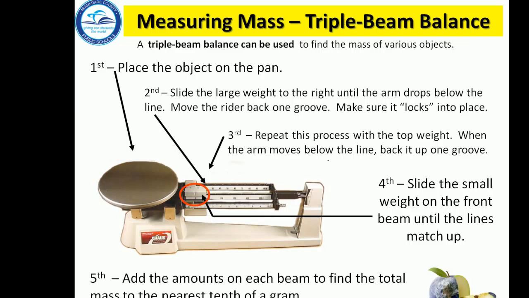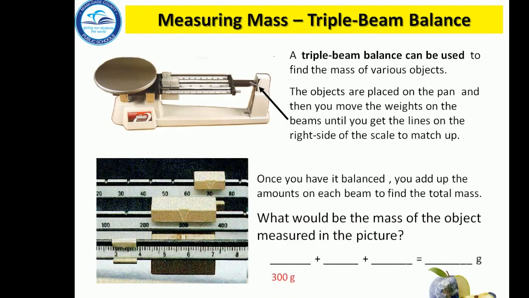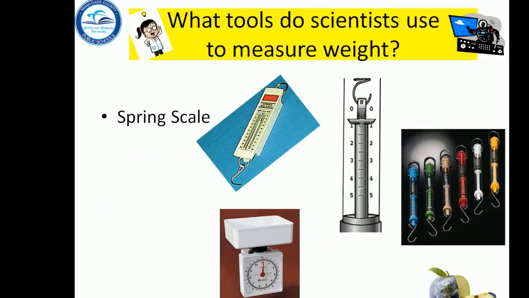Then you add up the amounts and you find out what the total is to the nearest tenth of a gram. So for example, on this one, notice this is the 300. Then we would have a 70, and this is 3 with 4 lines over it, so our total answer for this would be 373.4.